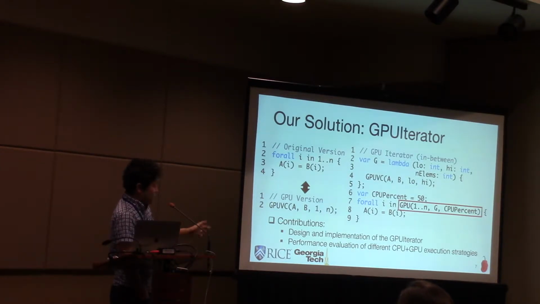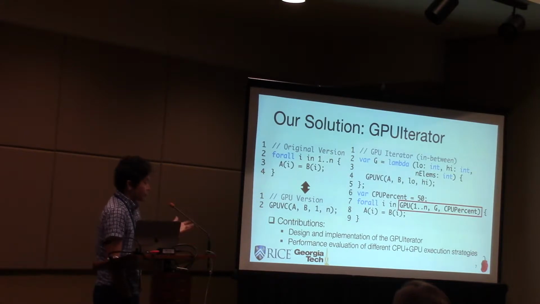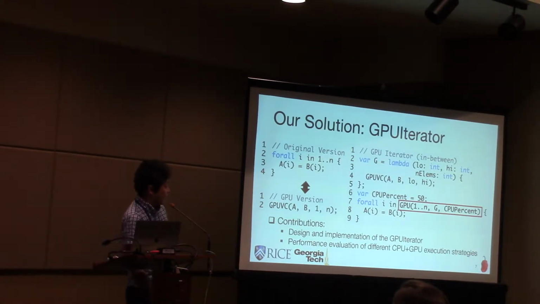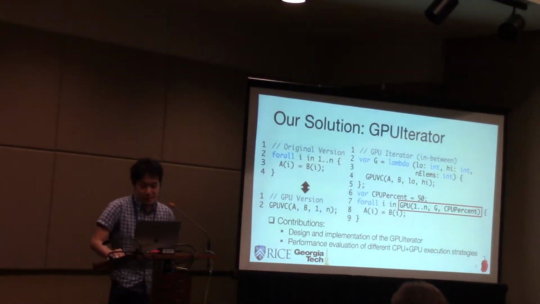Basically, this code is very portable because we can keep the original version, and we can also specify the pointer to the GPU function as well. So it really allows us to switch back and forth between different versions. That's our contribution. We designed and implemented GPUIterator, and I'm going to show you some performance numbers with different CPU execution policies later.